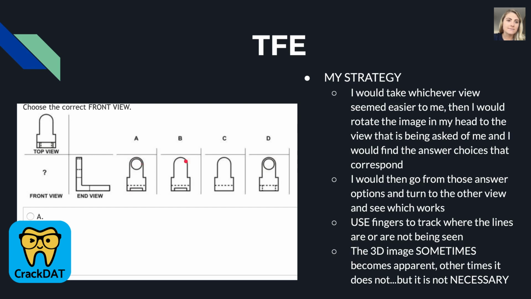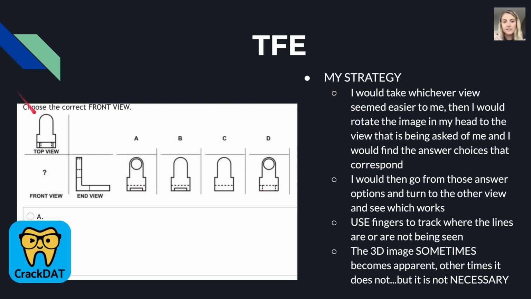Okay, so A has a line, B doesn't have a line, C doesn't have a line, D does have the line. So we know immediately B, C are out. Then this little line would correspond with this line and this line, so that doesn't differentiate anything between A and D. So my next strategy, I would go from those answer options and turn to the other view to see which works. So A and D. What's really the difference between A and D? A and D is this either has a little box or there's no box present. So that means I have to either see this box or not see this box.